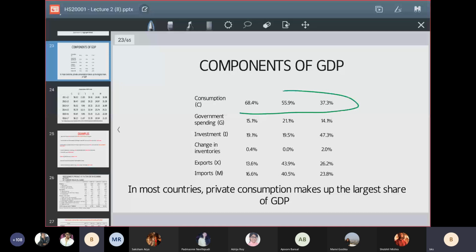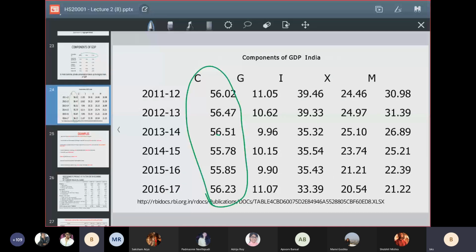Now let us look at few examples of how they play out in the context of our measurement of GDP. You can see from this slide that consumption expenditure is the largest component of our GDP in case of India. So now let us look at a few examples.